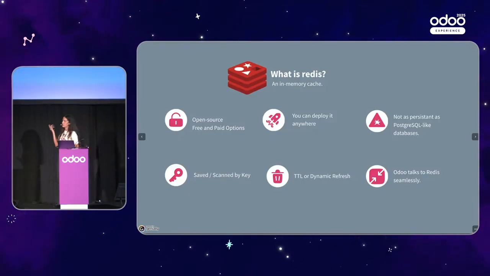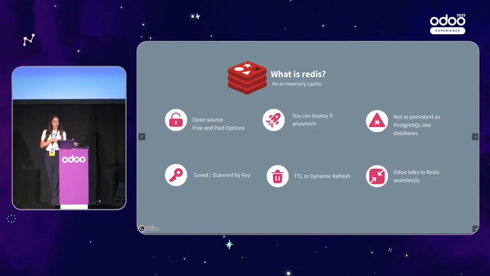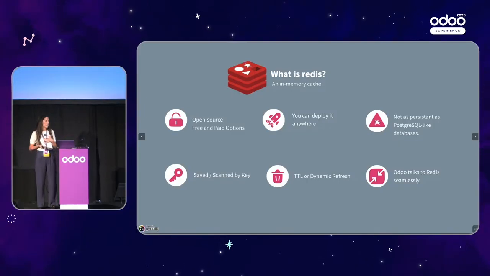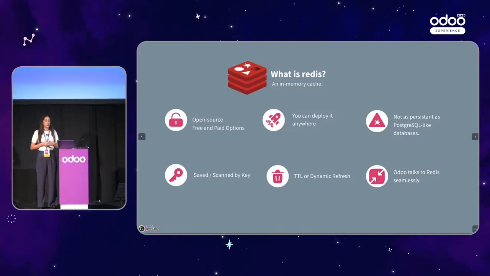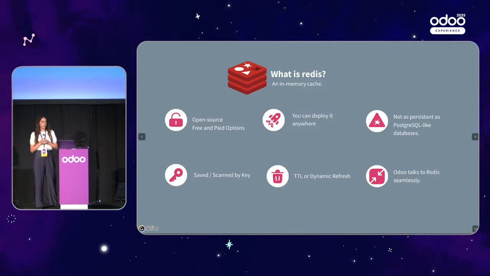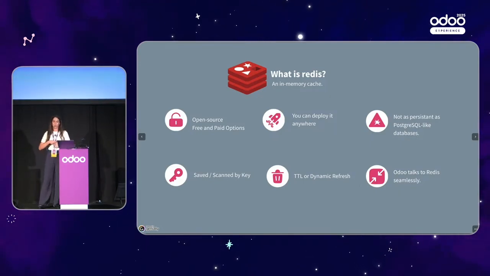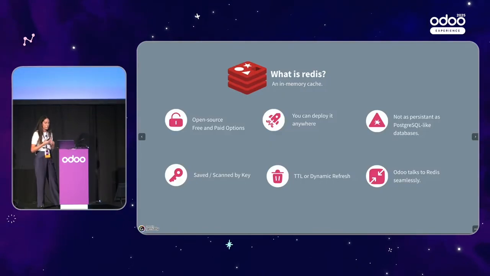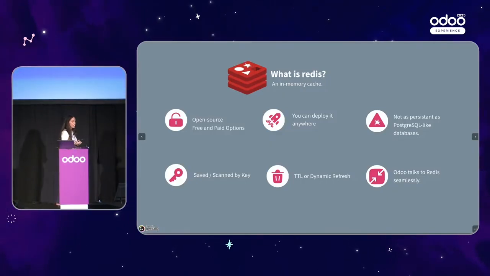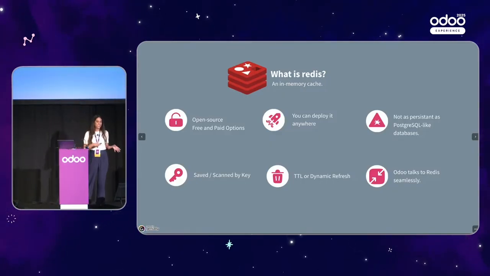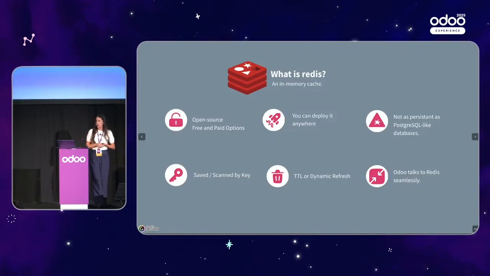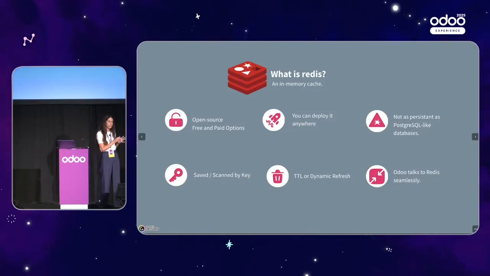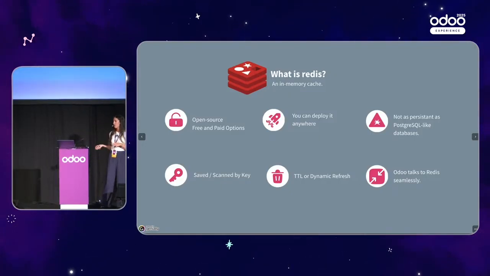Redis is open source. It has a free option, and it also has a premium or paid option, but we've always used the free one, and it's been more than enough. You can also deploy it anywhere, so on your server, on Docker, anywhere. And everything is saved and set and scanned by key. Also, you can set automatic expiration times, or you can refresh this cache dynamically following your business logic.